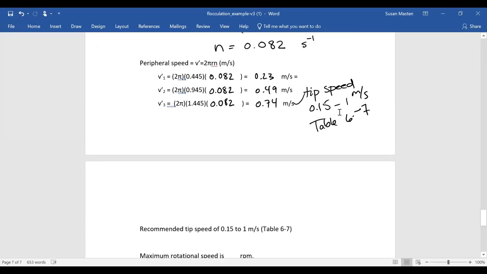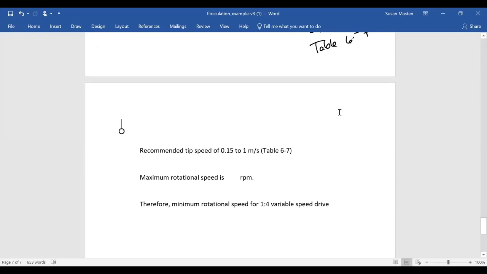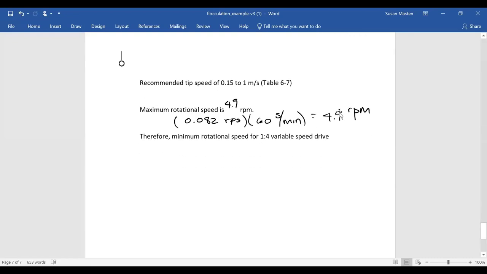And we can calculate the maximum rotational speed in RPMs, and that is just 0.082 revolutions per second. Multiply that by 60 seconds per minute. That is 4.9 RPMs. Typically, you're going to want a variable speed drive, and I'll answer that question in just a second. You're going to want a variable speed drive so that you can adjust your G value based on water quality. So we would pick a variable speed drive that would go from 1.25 RPMs up to about 5.